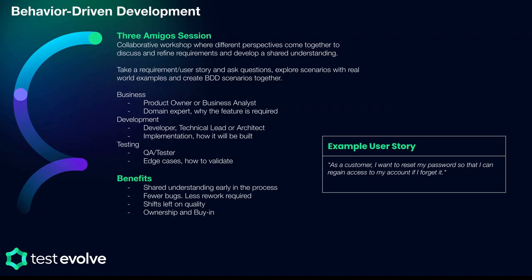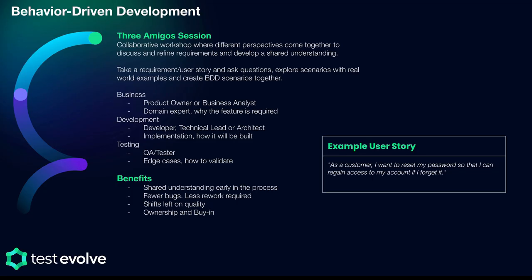So digging a bit more into what a Three Amigos session is. It's basically where the three groups come together. It'd normally be face-to-face, although it could potentially be in a virtual meeting. But it's effectively a workshop where all the questions get asked to refine the requirement. So you take a requirement from the business, you'd ask questions, explore scenarios, examine real-world examples, and then the output from that would be the BDD scenarios.